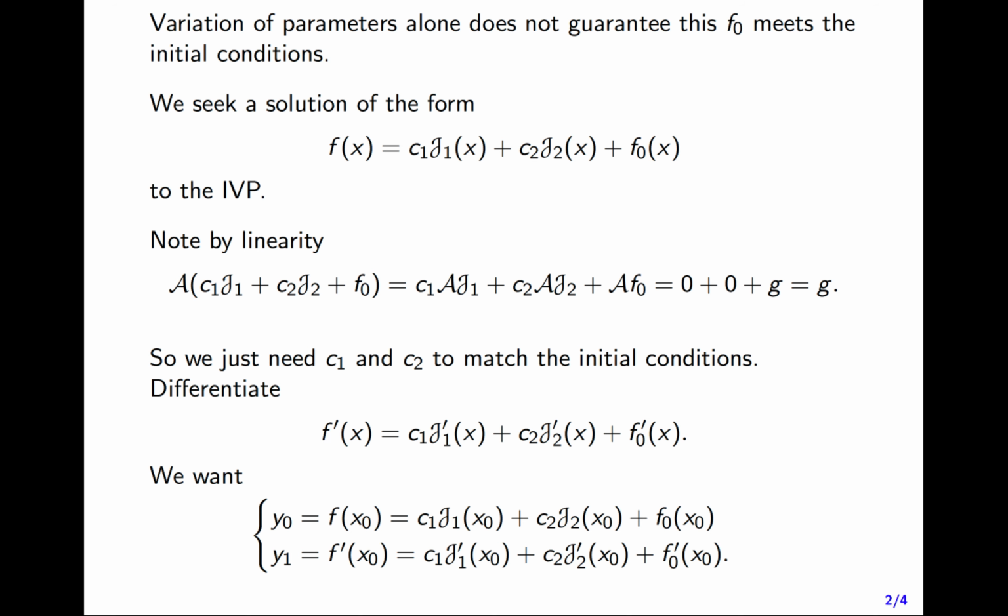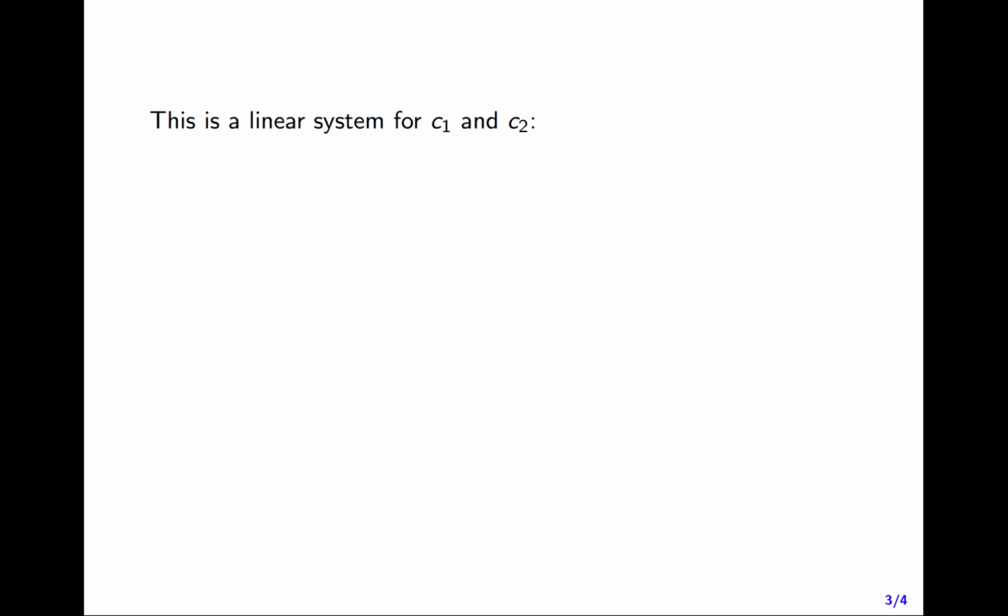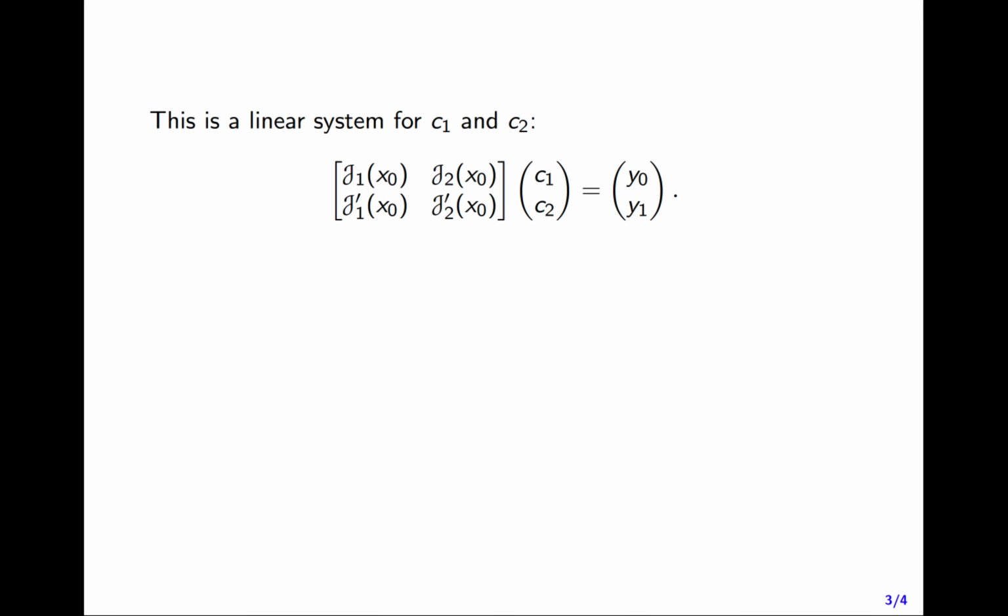And this pair of equations rearranges to a linear system for c1 and c2. In matrix vector form, it looks like J1 of x0, J1 prime of x0 in the first column, J2 of x0, J2 prime of x0 in the second column. That matrix times the vector of unknowns c1, c2 is equal to the vector of known numbers y0 and y1. So if I can invert this matrix, I can solve for c1 and c2. And if I can invert this matrix, I know the c1 and c2 that I find will be unique.